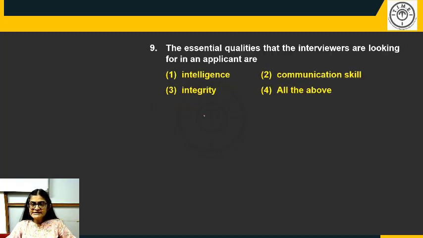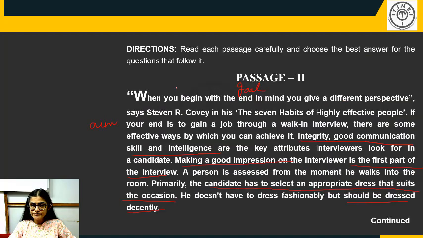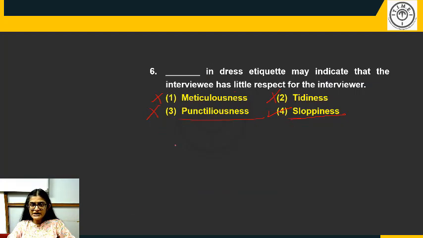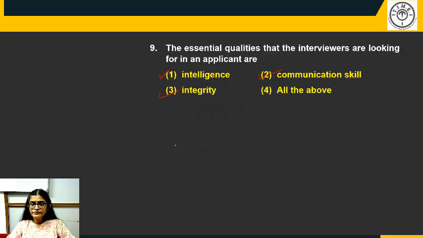Next, the essential qualities that the interviewers are looking for in an applicant are, let's see, intelligence, it is mentioned, communication skill is mentioned, integrity is mentioned here. Integrity, good communication skill and intelligence. So the answer is all the above. Answer is option 4.